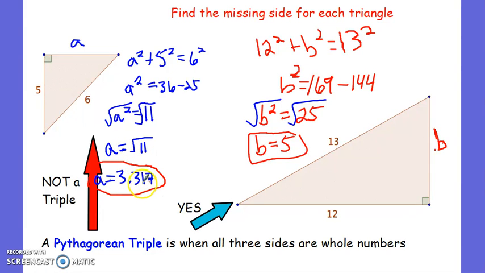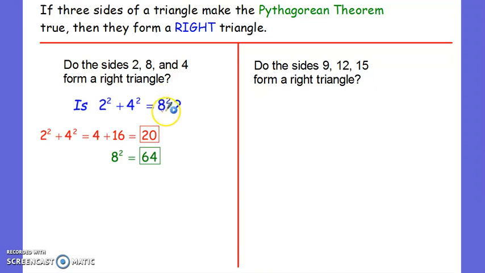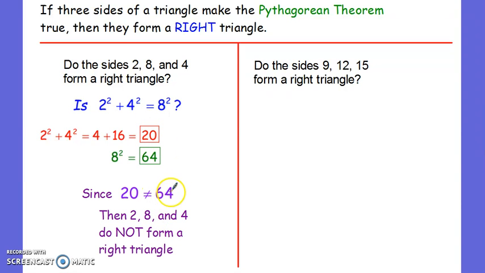So, another way we can use the Pythagorean theorem is actually to work it backwards. If you have 3 sides of a triangle, such as 2, 8, and 4, you can plug those into the Pythagorean theorem. Remember that the hypotenuse is always the longest side, so I need to put my 8 in on that right side. And if 2 squared plus 4 squared happened to equal 8 squared, notice here it does not, but if it did, then this would have been a right triangle. Because 2 squared plus 4 squared does not equal 8 squared, that tells us 2, 4, and 8 cannot form a right triangle.